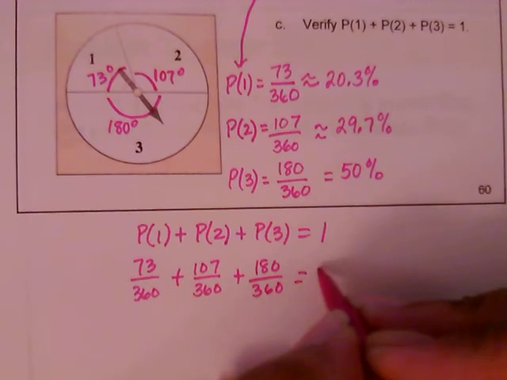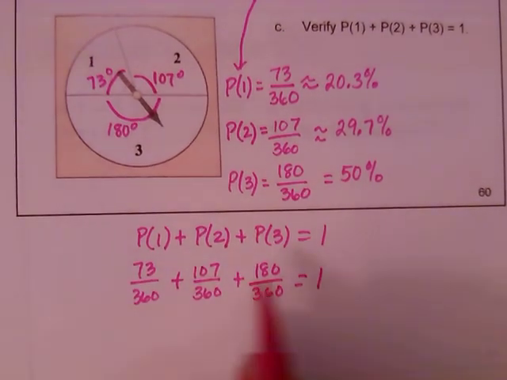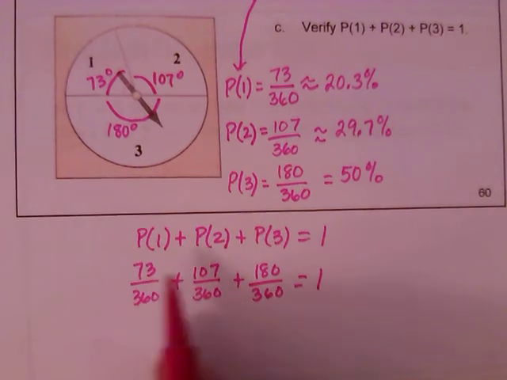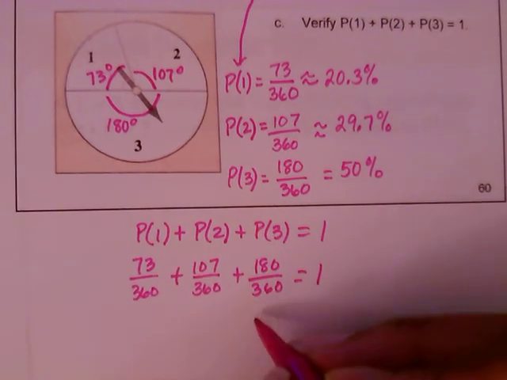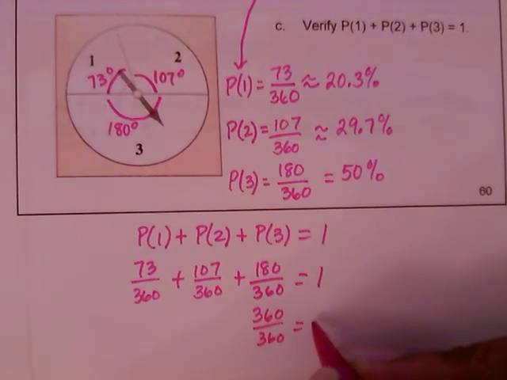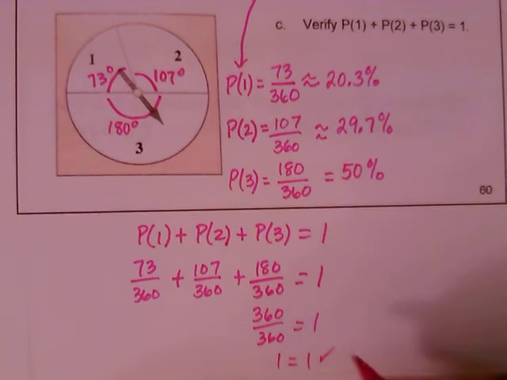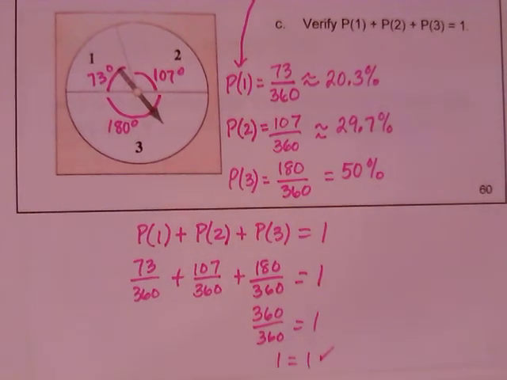Well, the denominators are the same, so I can just add the numerators together. 73, 107, and 180 does give me 360 over 360, which is 1. 360 divided by 360 is 1. So I've verified that the sum of those three probabilities does equal 1.